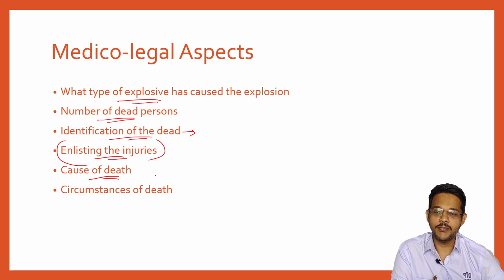The cause of death may differ, whether it is because of the explosion or because sometimes the person may have been killed and it may be fabricated as an explosion. So the circumstances of death have to be clearly noted, whether the death was because of explosion or because of any homicidal or suicidal act. It may also be so. So the circumstances of death have to be clearly established after doing postmortem examination.